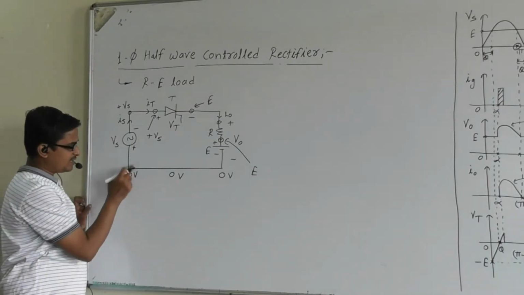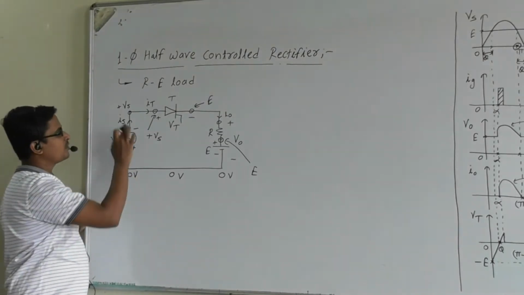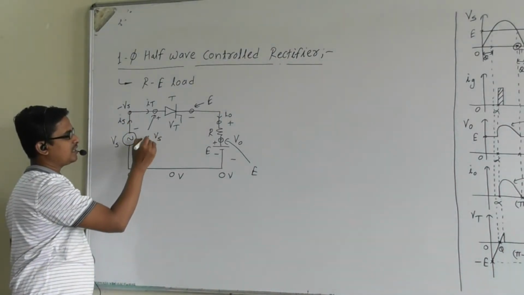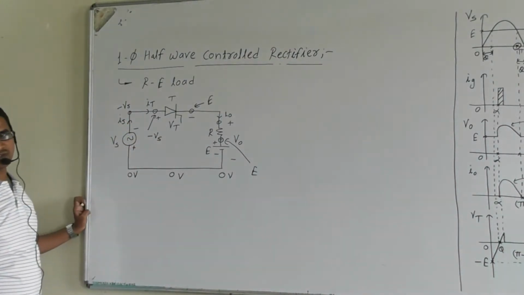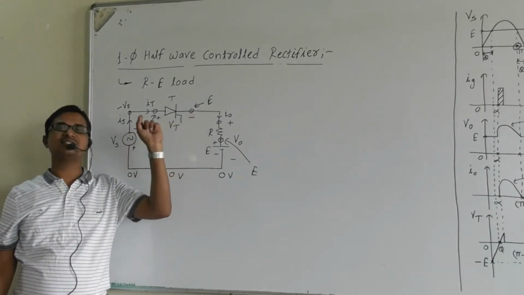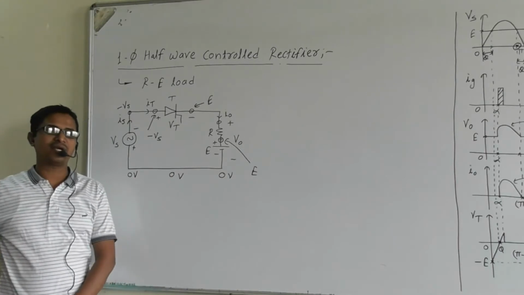Okay, so if here the potential we have considered as 0 volt, what is the potential here? Here it should be minus Vs, and what about here? Here also it should be minus Vs. So anode potential is minus Vs, cathode potential is plus E. Are you getting the point?